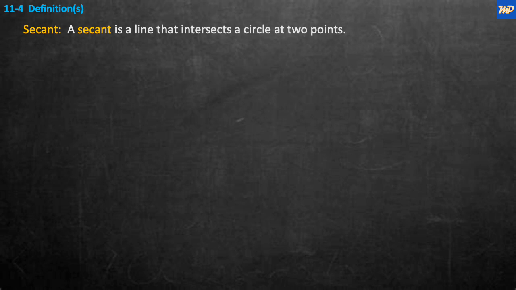Okay, definitions 11-4. We have one definition here. A secant. A secant is a line that intersects a circle at 2 points. That's it. It's a line that intersects a circle at 2 points. It's called a secant.